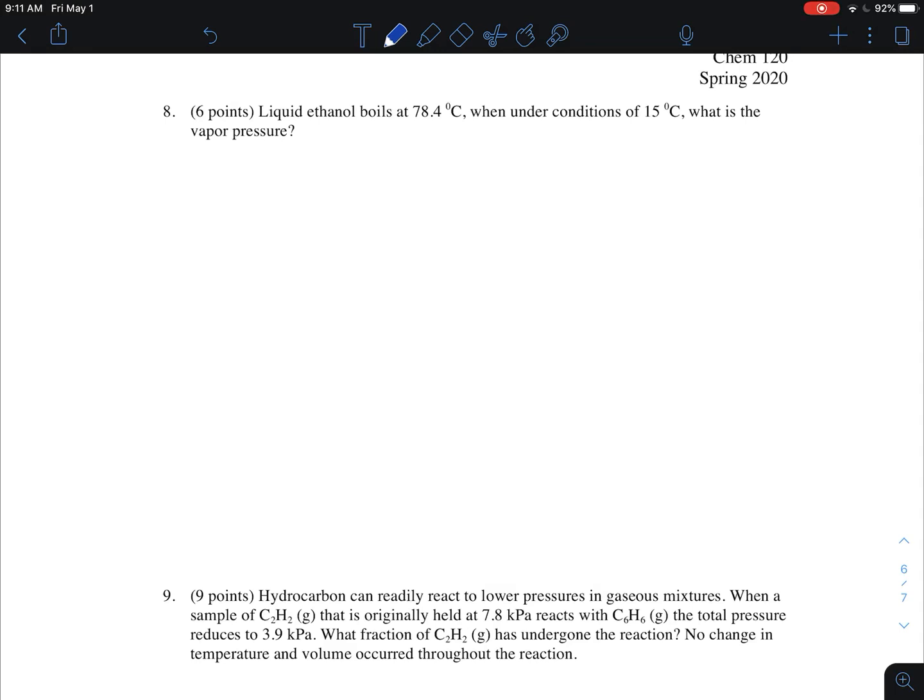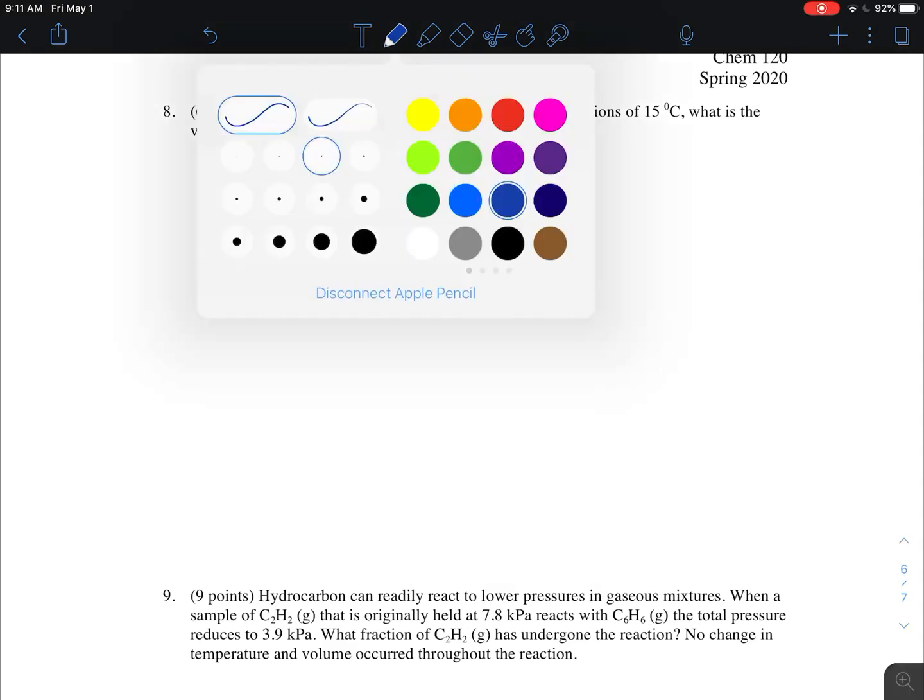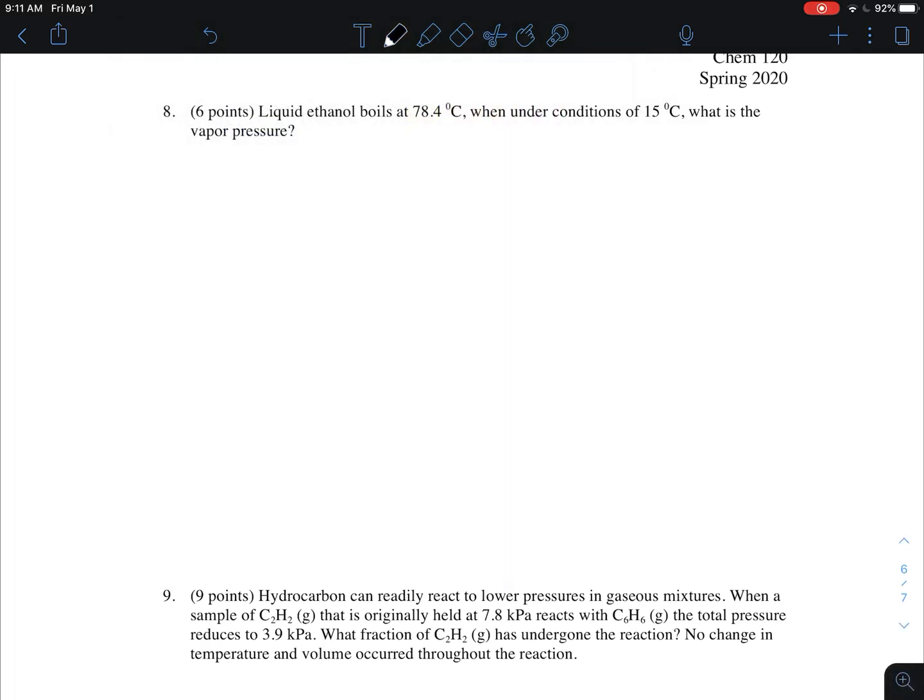Okay. Liquid ethanol boils at 78.4 degrees Celsius under conditions of 15 degrees Celsius. What is the vapor pressure? Alrighty, so I'm given here ethanol. I have my temperature of 78.4 degrees Celsius. I have my second temperature, 15 degrees Celsius, and I want vapor pressure at 15 degrees Celsius. Well, if my boiling is at 78.4, I know that my vapor pressure is at 1 atmosphere because any normal boiling point of a substance occurs at 1 atmosphere.